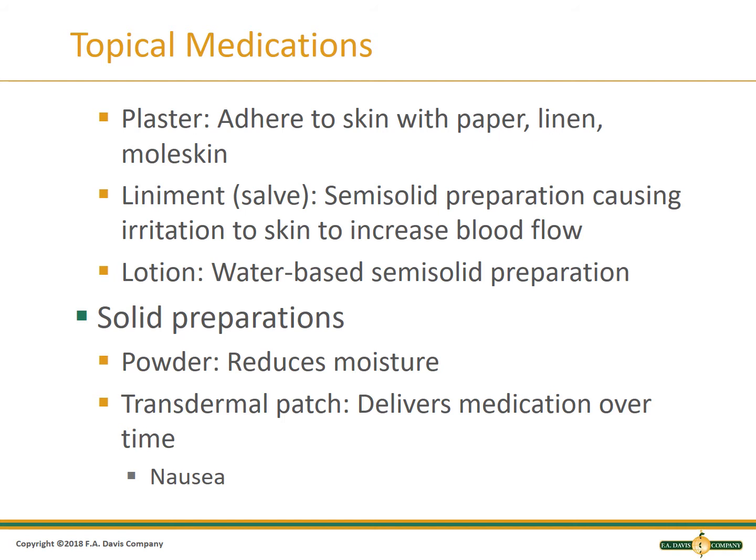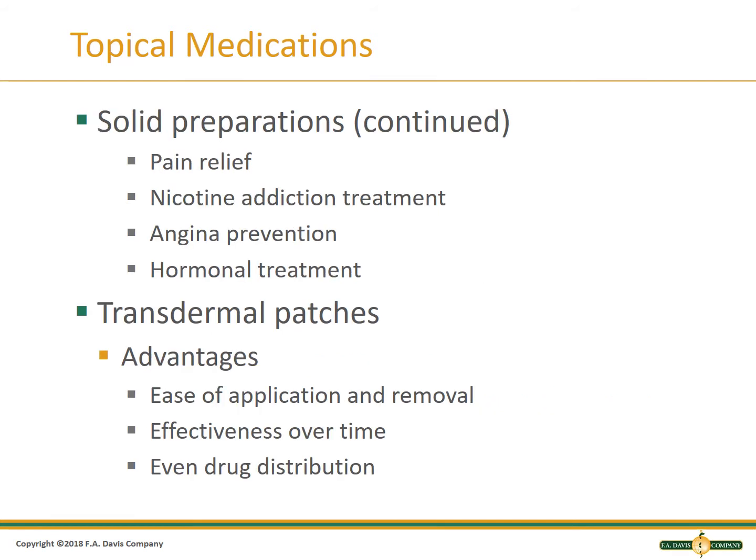There's a medication called scopolamine, a transdermal patch that goes behind the ear, and it is for nausea. So advantages of using a transdermal patch include ease of application and removal, effectiveness over time, and reliable results based on even drug distribution in the body. These topical medications are also used for pain relief, nicotine addiction treatment, angina prevention, and hormonal treatment. So again, the advantages of transdermal patches are the ease of application and removal, the effectiveness over time, and the drug is distributed evenly.